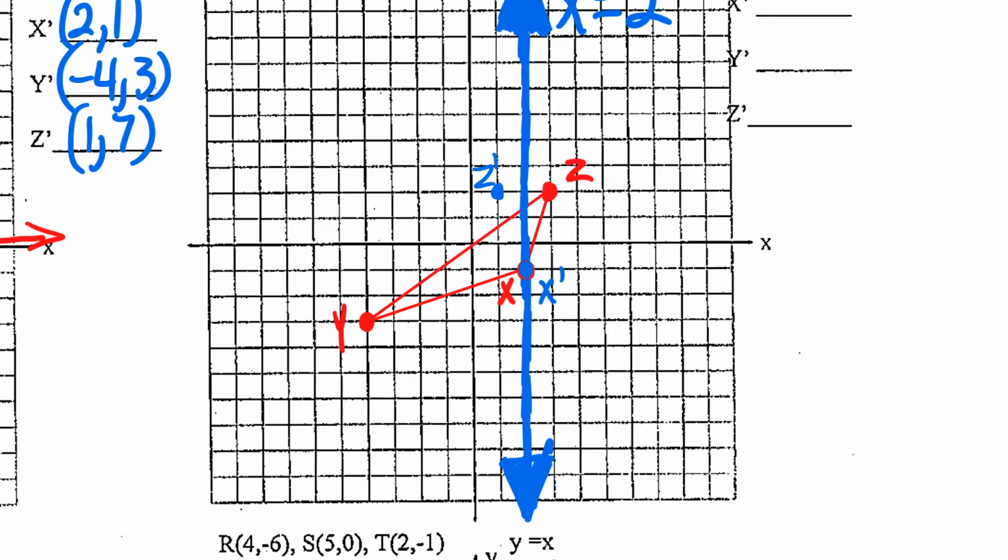Now, how far is y away from that line of reflection? It's 6, and it's 6 to the left. So to do the reflection, I'm going to flip it 6 to the right. So 1, 2, 3, 4, 5, 6 to the right. And there's my y prime. All right, so now I'm going to connect these points.